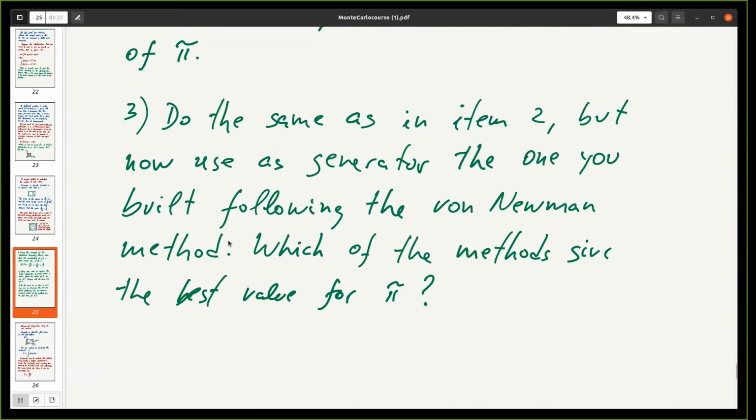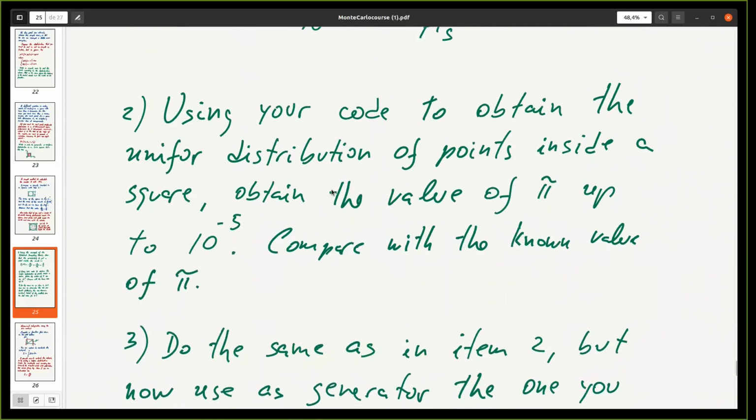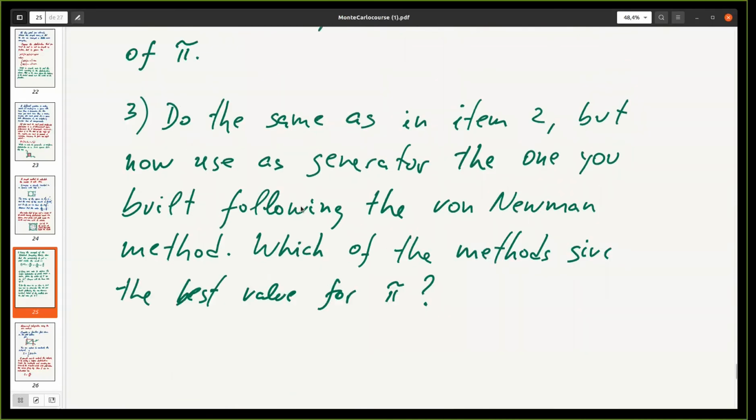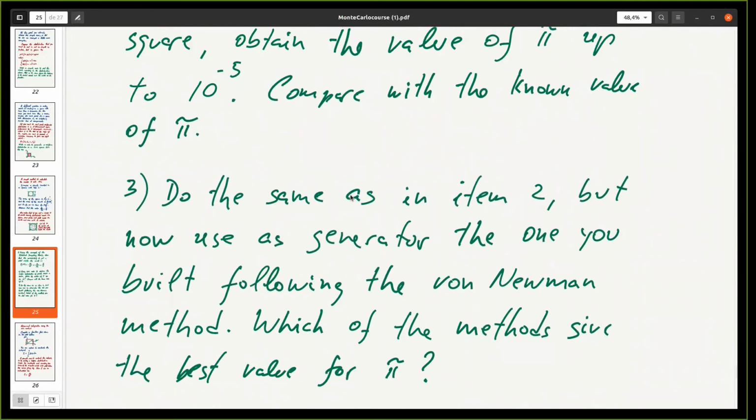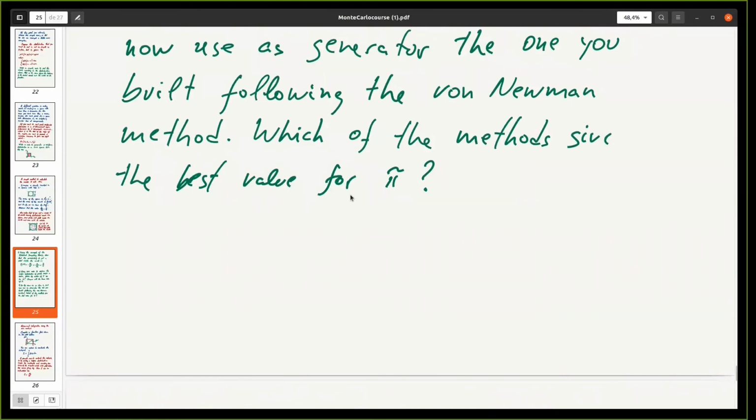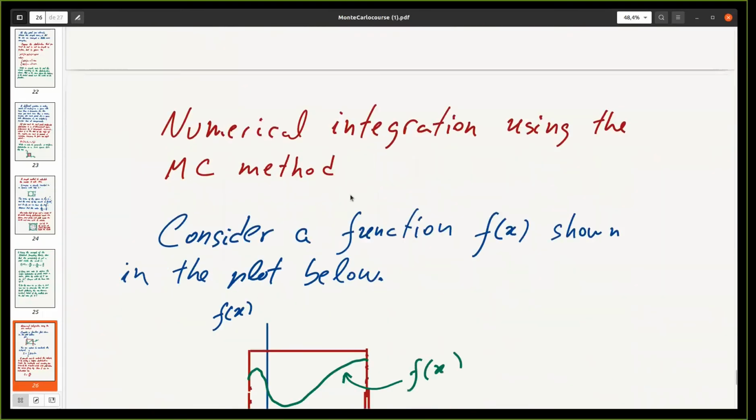We saw this is not a very good method, but try to use it to calculate pi using the same procedure that you used here, using the random number generator of your programming language, and compare with the result that you get. Check what is more precise, which one will give a good result. And this is the second activity.